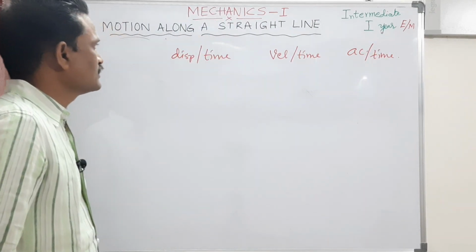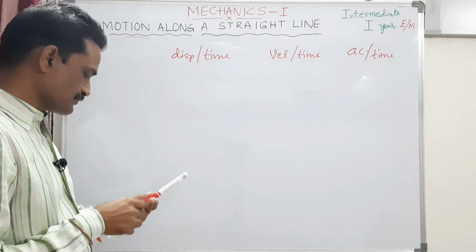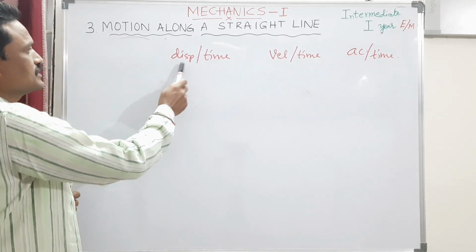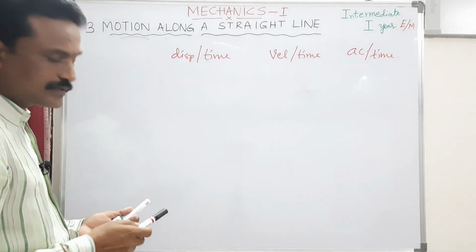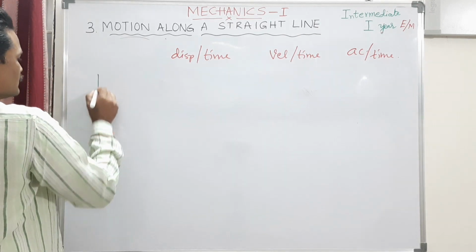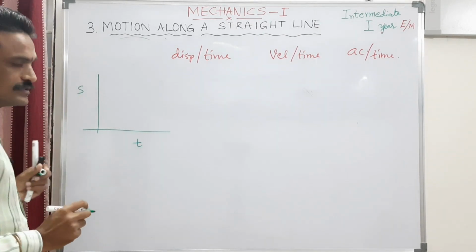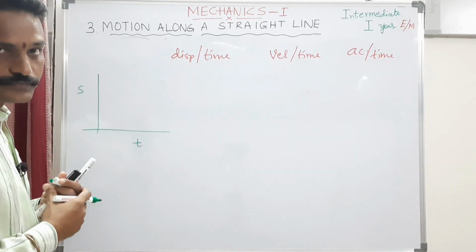These are all the three possibilities. They can describe the motion of the object. For example, I start with the displacement time curves. Graphs are also sometimes called curves. Time is taken on the x-axis and displacement s is taken on the y-axis.